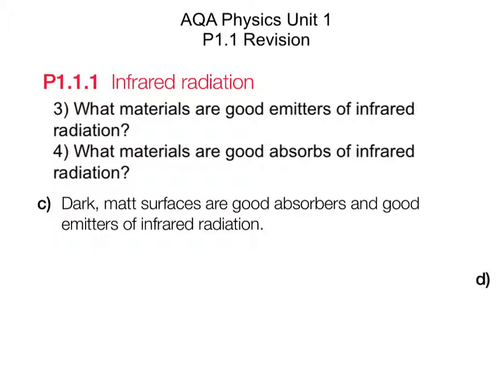So when we say matte, we mean not shiny. So dark matte surfaces are good absorbers and good emitters of infrared radiation. So we can use these on products we want to give out heat energy and also take in heat energy.